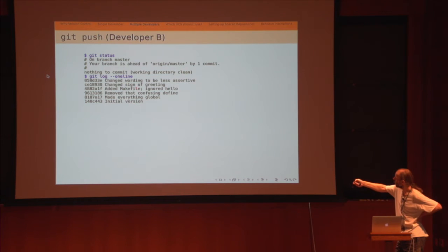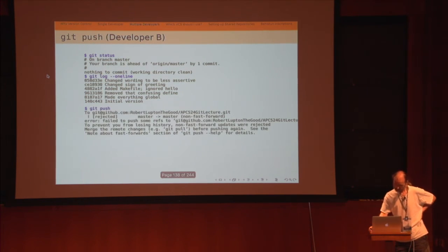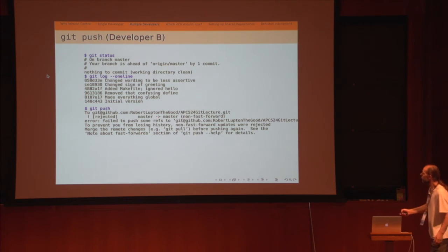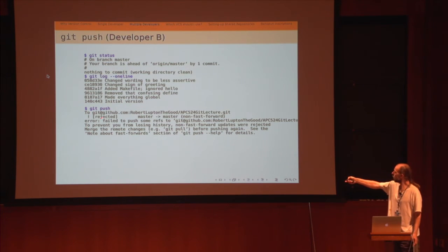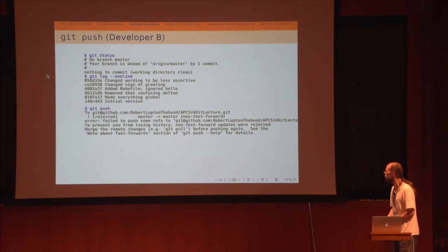Okay, initial version, and I've got my changed wording to be less assertive. And then I try to push it, and it says you can't. It doesn't say it very helpfully, but it's what it says. It says you can't push it because something is not up to date. That's what it means by non-fast forward updates were rejected.